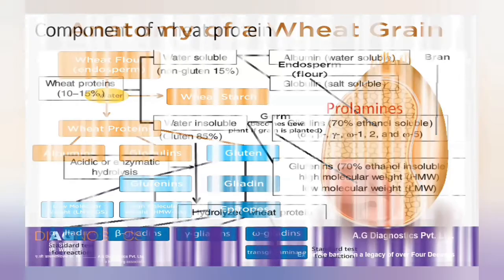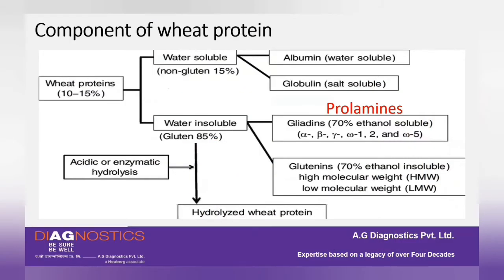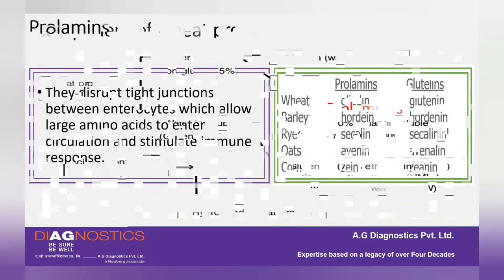Again, a chart which shows the wheat proteins: you have a water-insoluble part, which is gluten, and a water-soluble part, which is albumin and globulin. In the gluten part, like I already said in the previous slide, there are gliadins and glutenins. The gliadins are also known as prolamins. Do understand this term. They are prolamins. So what do these prolamins do?